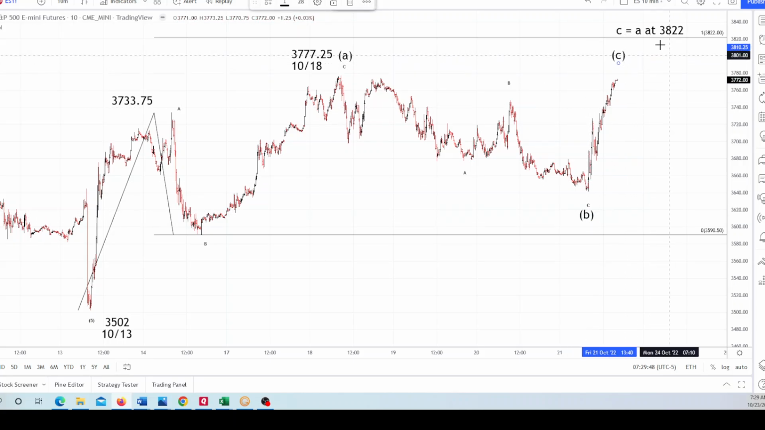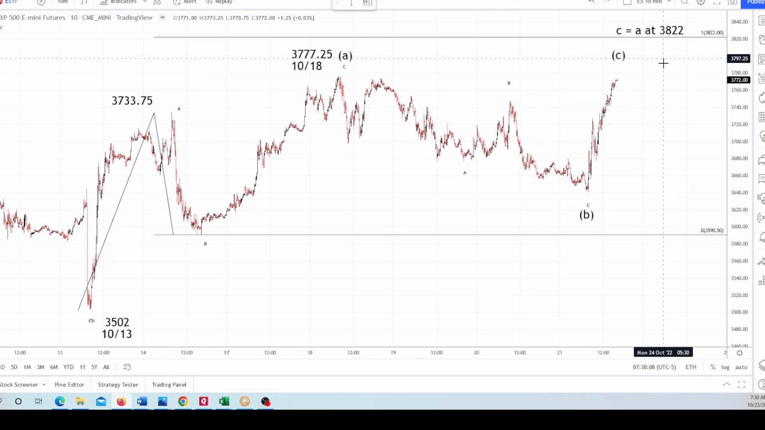You can see C equals A at 38.82, and you can see that high was 37.77, and Friday that was like 37.73 and a quarter. So I would love, in a Fibonacci perfect world, to see this go a little bit higher Sunday after it opens. Could reach that target there.